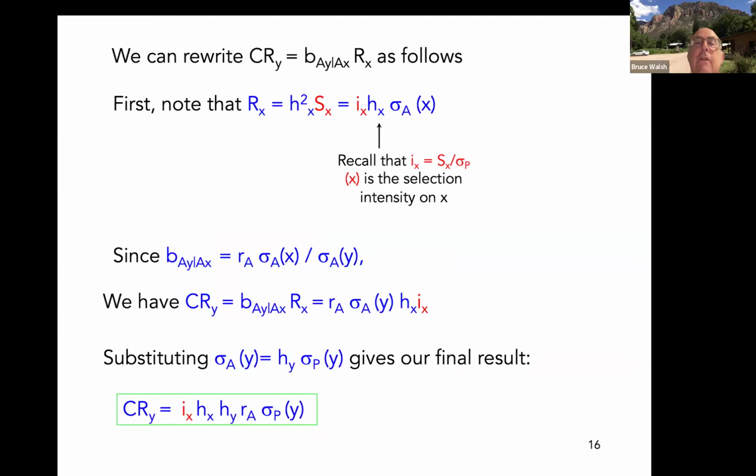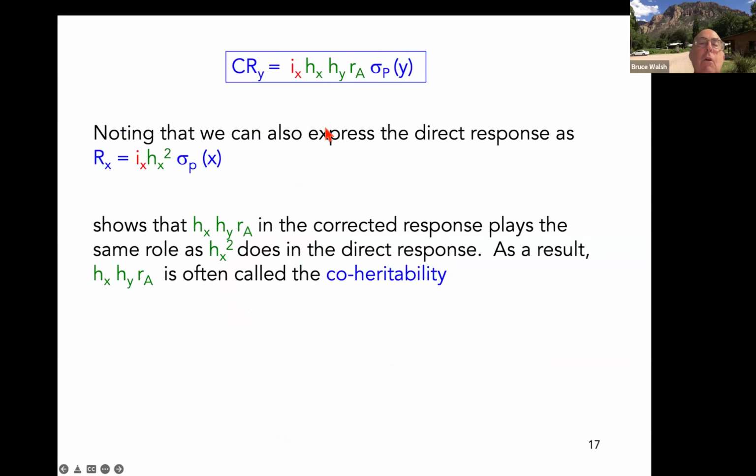And we can do some rearrangement, and we can get an expression down here. Just do one more. Again, don't worry about the details. You can look them up. So here's the expression here. So the correlated response in Y depends upon the strength of selection on X and this term here. X must be heritable, Y must be heritable. But here's the key, a genetic correlation.